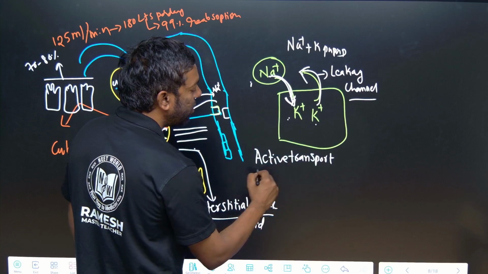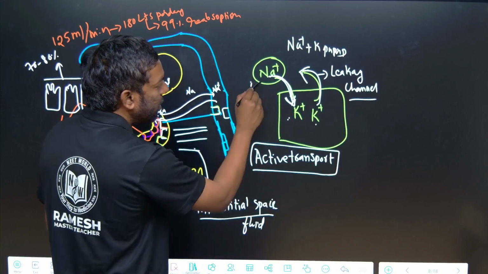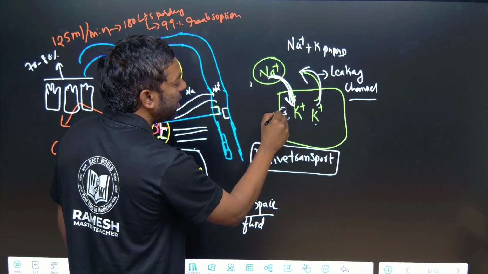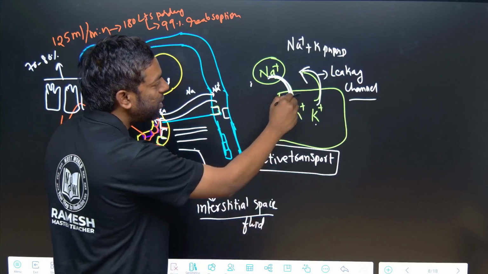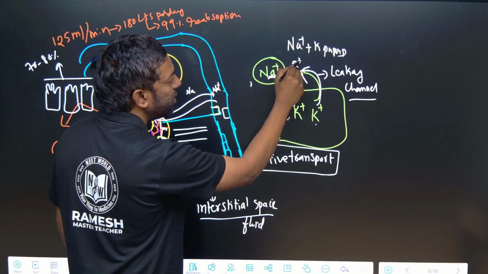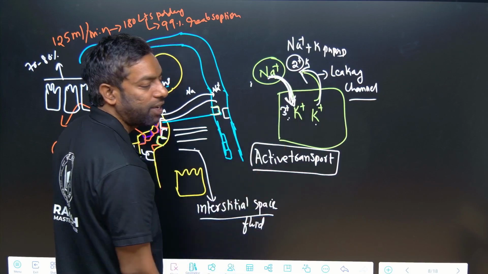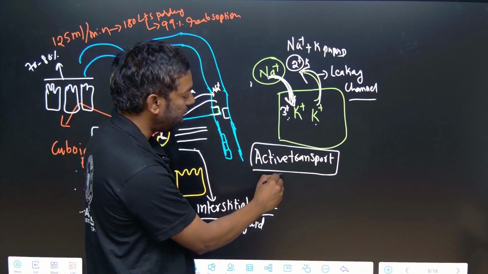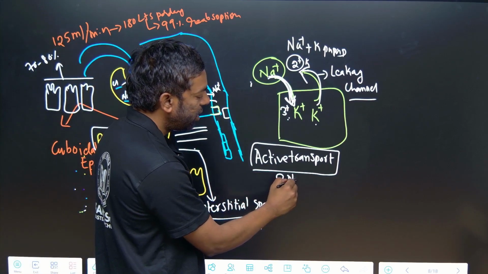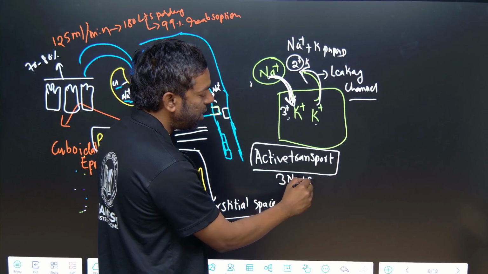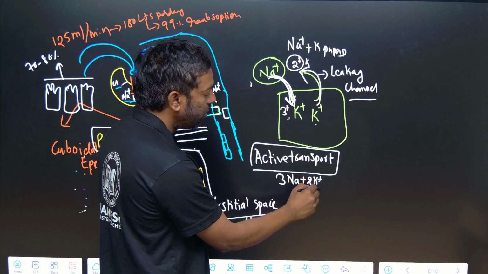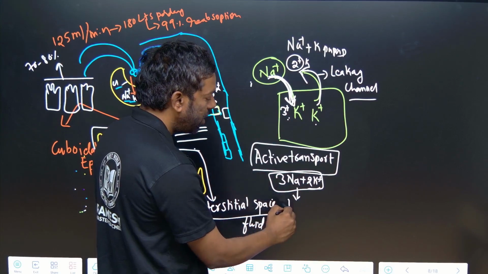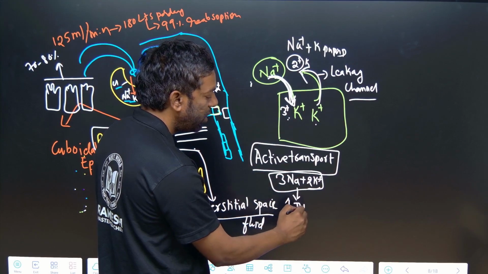In this active transport mechanism, 3 sodium ions enter and 2 potassium ions exit. The 3 sodium ions and 2 potassium ions move together through this pump, consuming one ATP.